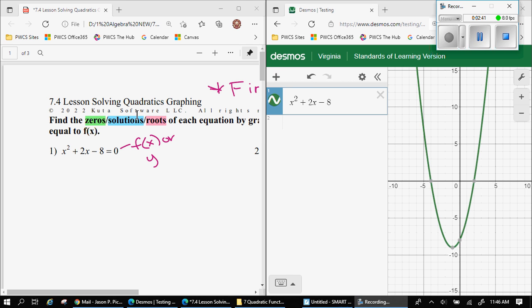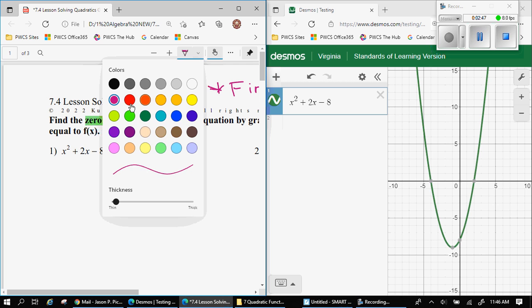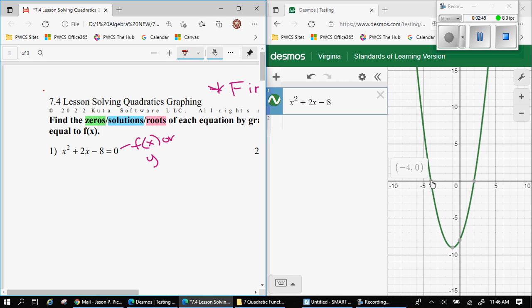And those are our zeros. Those are our solutions. Those are the roots. And that's the answer to this question. So our answer is -4 and 2. And there's a couple ways to write this. We can write it like this, or sometimes we will write it as a set in these little curly braces. And this is our set of answers, or our set of solutions.